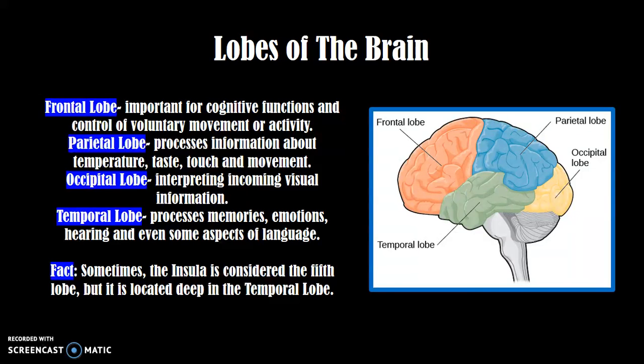I also found that there is sometimes a fifth lobe. It's called the insula, and it's located deep inside of the temporal lobe. And over here, this is a picture of all the four lobes I just described.